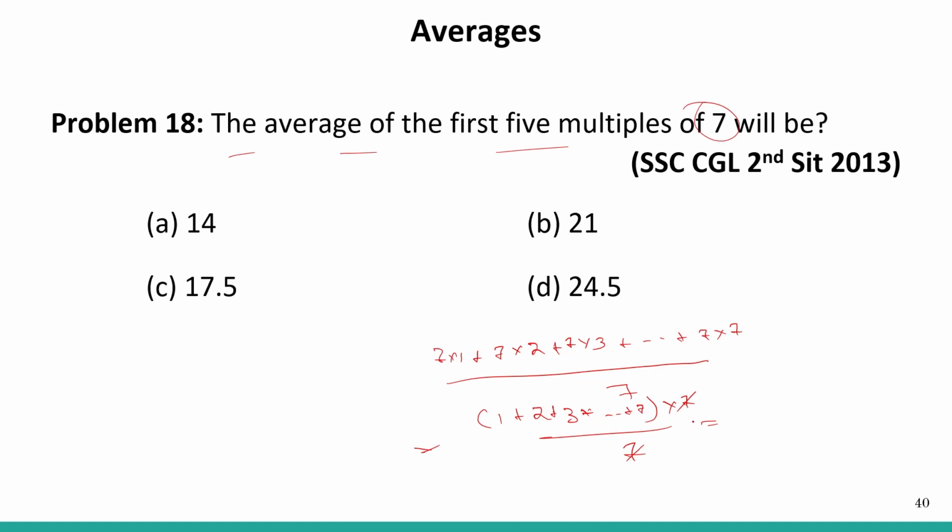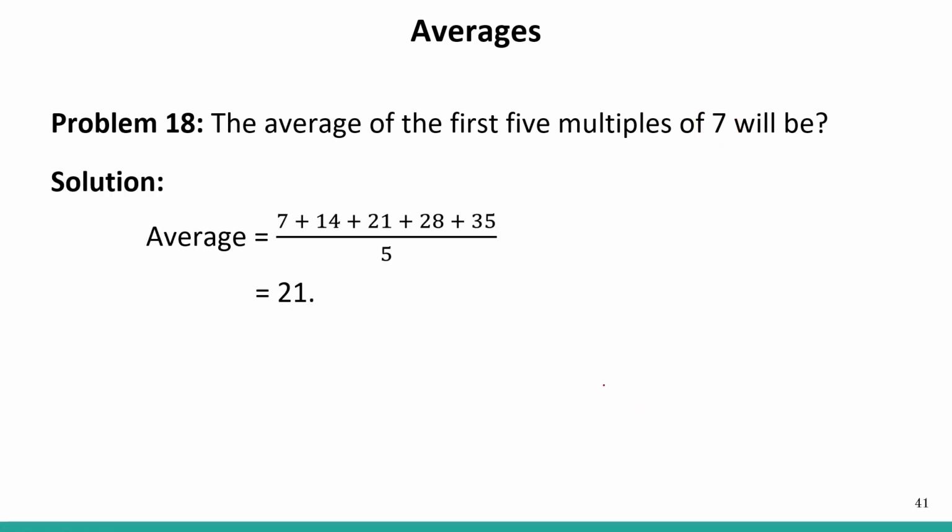So we know the sum of the first n positive numbers is equal to n into n plus 1 by 2. So that is 7 into 7 plus 1 by 2, which is 7 into 8 by 2, equal to 56 by 2, which is 28. Okay, so 28 will be the correct answer. Let's go forward.